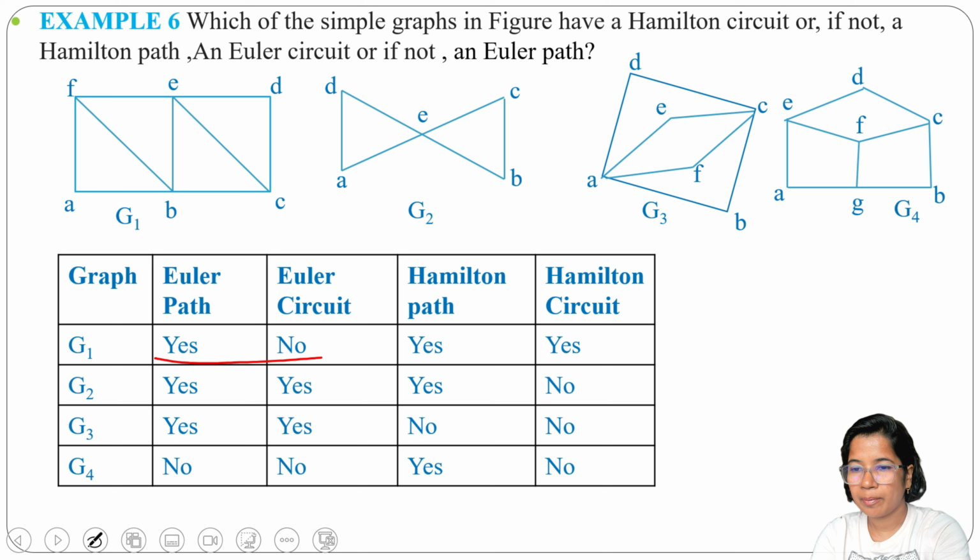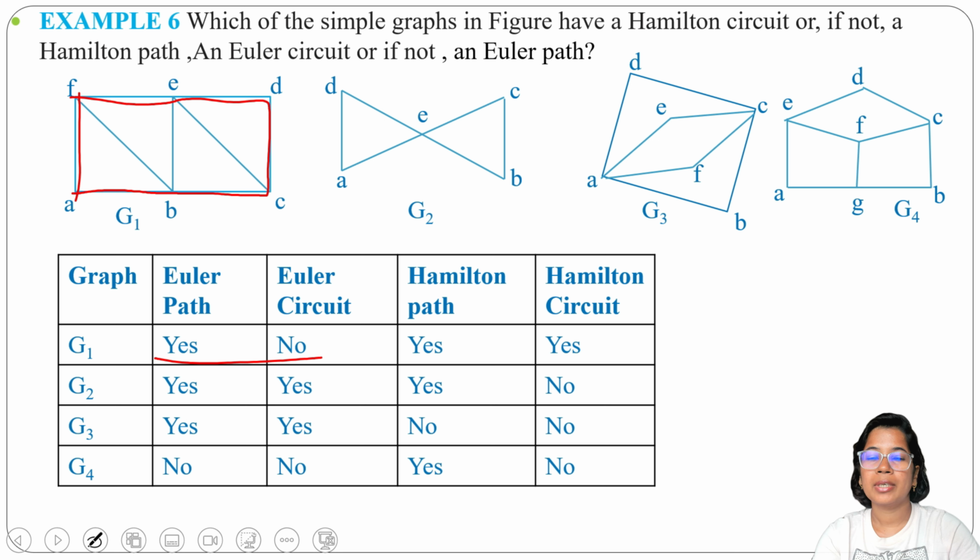So an Euler circuit doesn't exist, but an Euler path exists. Suppose we start from A, we can visit B, C, D, E, F. Yes, a Hamilton path exists. Even a Hamilton circuit exists. In the case of a Hamilton path and Hamilton circuit, we need to visit all the vertices, whereas in the case of an Euler path and Euler circuit, we need to visit all the edges. So here an Euler circuit doesn't exist, but a Hamilton path and Hamilton circuit exist.